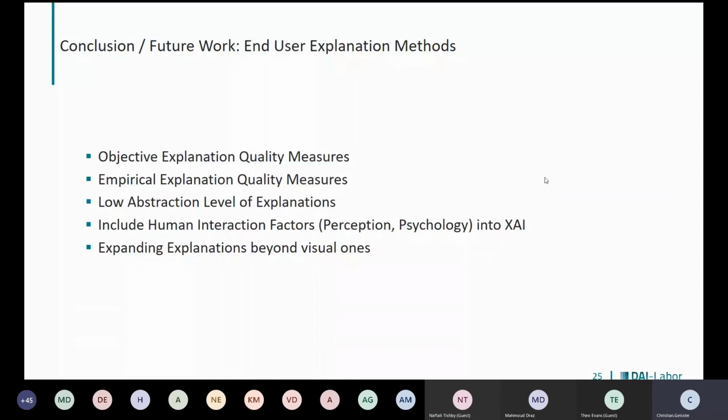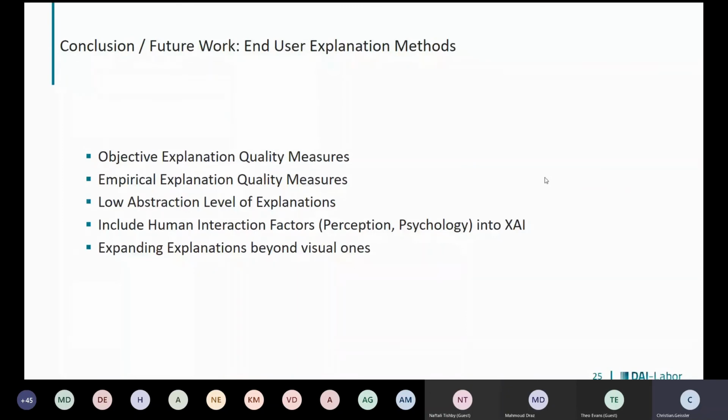Another really open topic is the problem of the current explanations being on a very abstract level. I mean, saliency maps are quite difficult to interpret, especially for end users that do not know much about machine learning or statistics, and it's easy to get it wrong. So that brings us back to this picture of the low resolution to high resolution system. They can be interpreted in a wrong way, and this can be dangerous.